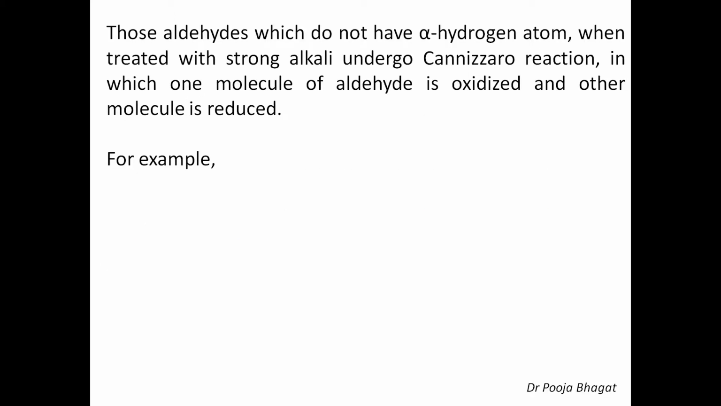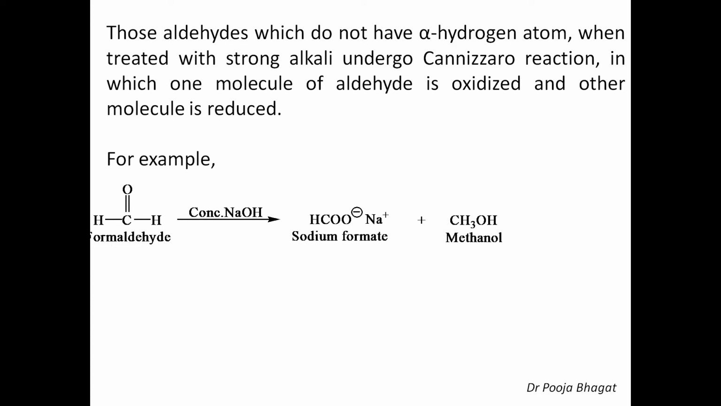Okay, so all those aldehydes which do not have alpha hydrogen atom, when treated with strong alkali, undergo Cannizzaro reaction, in which one molecule of aldehyde is oxidized and other molecule is reduced. So two molecules of aldehydes are there. One will get oxidized. Aldehyde on oxidation gives carboxylic acid, and the other molecule is reduced, means aldehyde gets converted into alcohol. So one molecule of acid and one molecule of alcohol is formed.